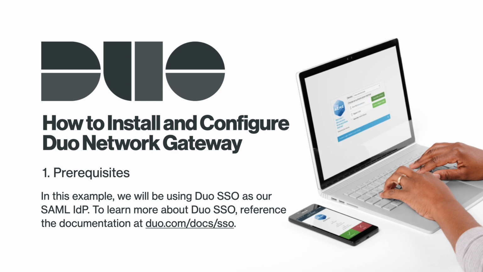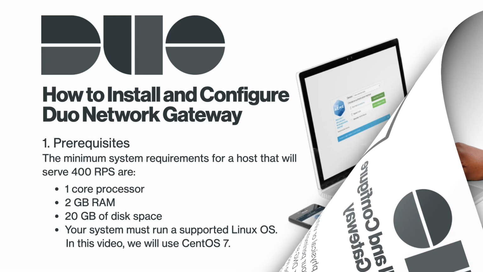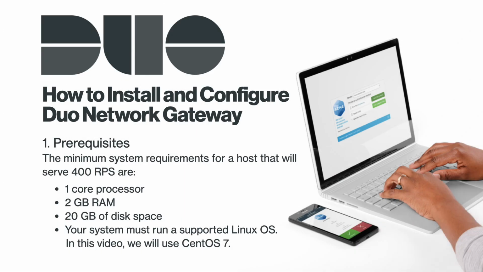To learn more about Duo Single Sign-On, reference the documentation at duo.com/docs/SSO. You will also need to deploy a physical or virtual modern 64-bit Linux server in your perimeter network, or DMZ. The size of your DNG server for web applications should relate to the request per second, or RPS, of traffic that you expect to use with the Duo Network Gateway. The minimum system requirements for a host that will serve 400 requests per second are 1 core processor, 2 GB of RAM, and 20 GB of disk space.